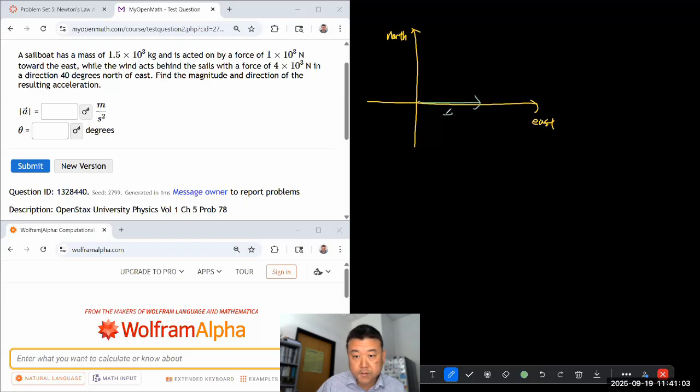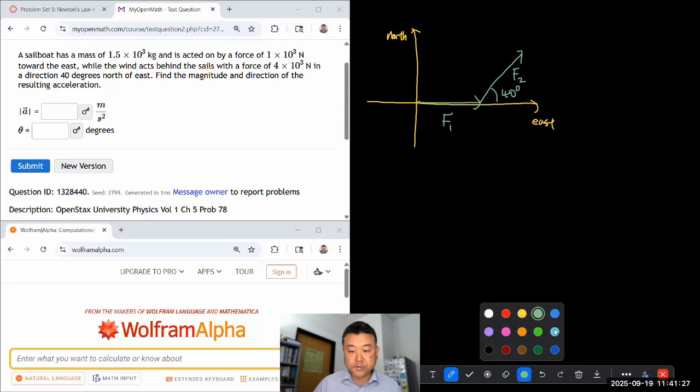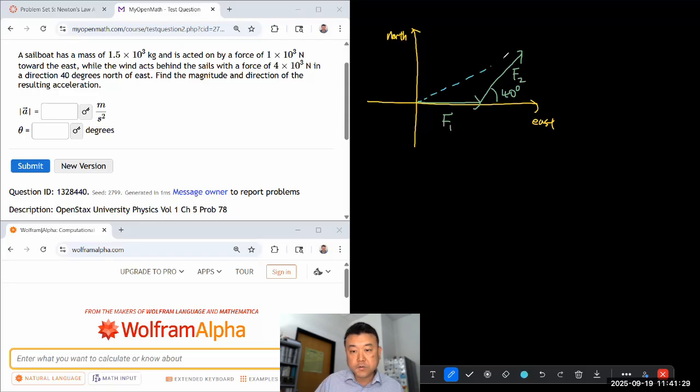So there's F1. And then there's wind behind the sail with some force of some magnitude, F2, in a direction that's 40 degrees north of east. Let me just do head-to-tail addition and draw it this way. Here's 40 degrees. And I think I have done this kind of question before. The last time I used the law of cosines to figure out the magnitude of the force here.